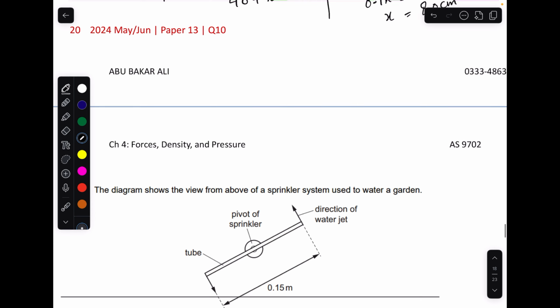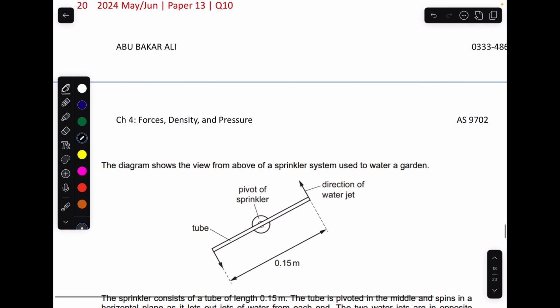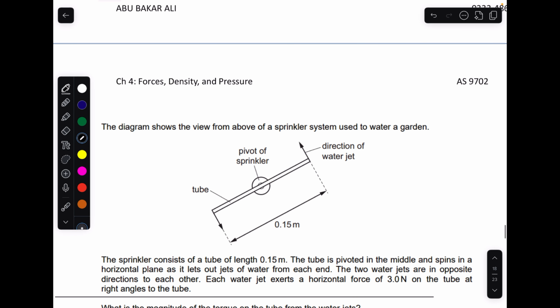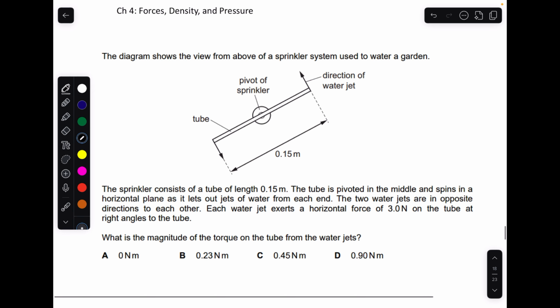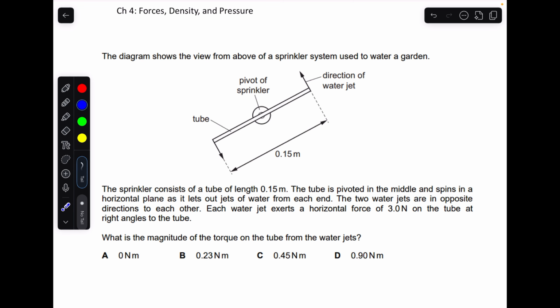In the next question, the diagram shows the view from above of a sprinkler system used to water a garden. The sprinkler consists of a tube of length 0.15 as shown. The tube is pivoted in the middle and spins in the horizontal plane as it lets out a jet of water from each end. The two water jets are in opposite directions to each other. Each water jet exerts a force of this. And what is the magnitude of the torque on the tube from the water jets?